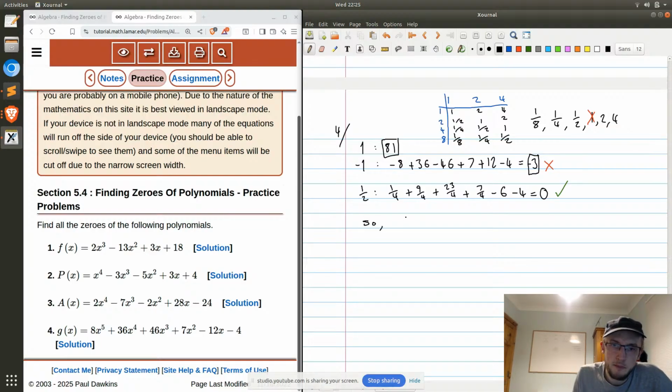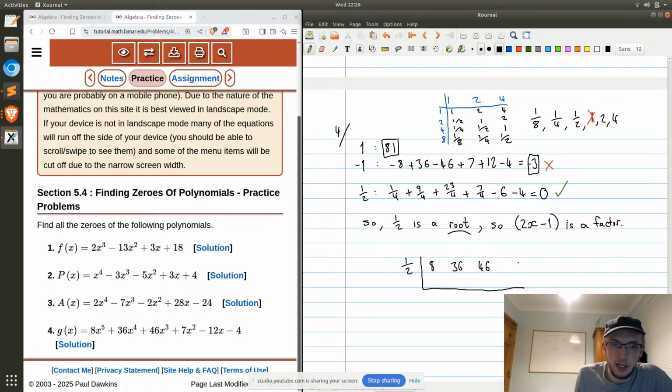So a half is a root. We found a root. So what does that mean? That means 2x minus 1 is a factor. And so now I'm going to divide by 2x minus 1 using synthetic division. But I have no experience dividing by a fraction, so this is my first time. So here I go. So 8, 36, 46, 7, negative 12, and negative 4. And I will know if I've done it okay if I get a 0 at the end.